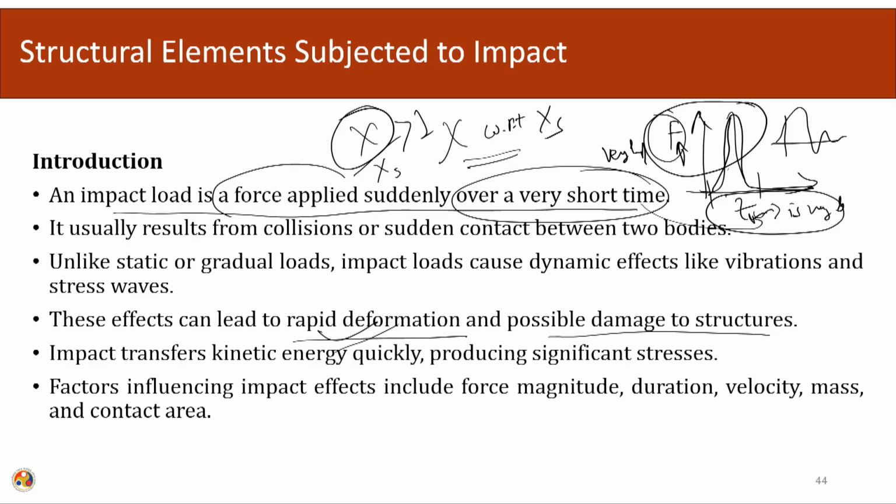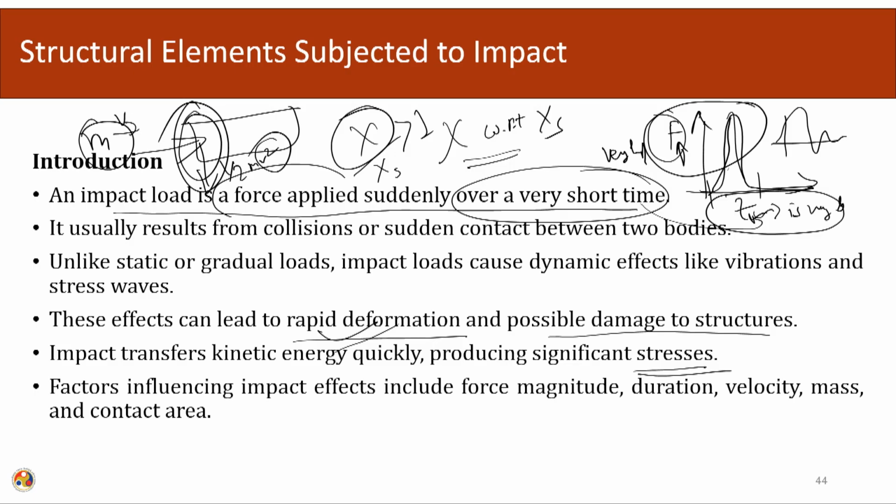Impact transfers kinetic energy, producing significant stresses, due to the rapid event. Let us say a mass m is moving with a velocity v. Here the kinetic energy transfer will be half m v square, and if the velocity is large, then a high amount of kinetic energy is transferred to the existing static system, and it will produce significant stresses in the system, which might lead to damage.